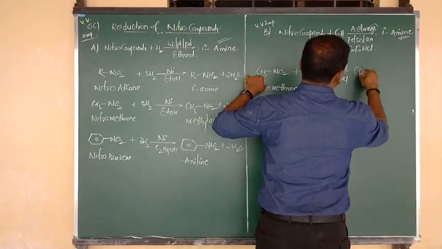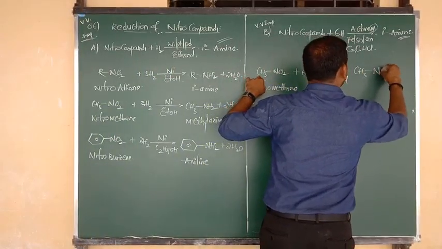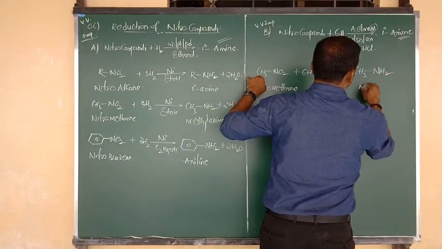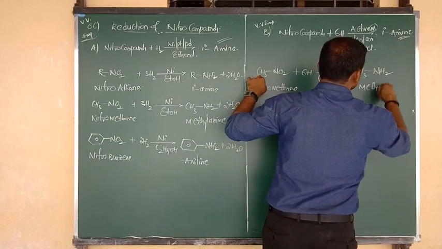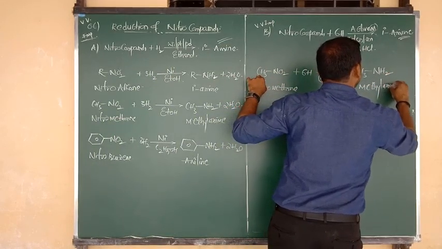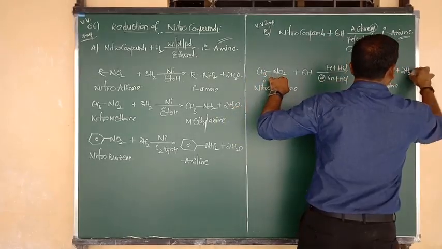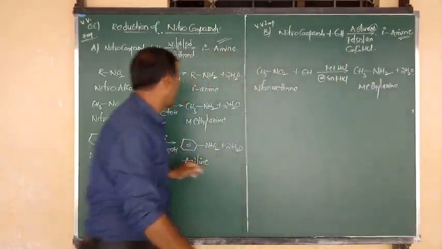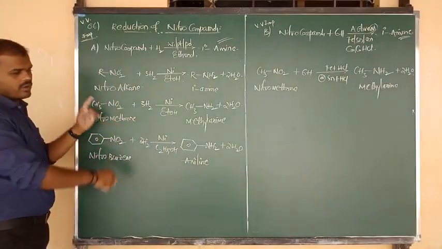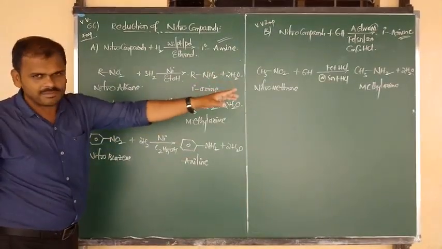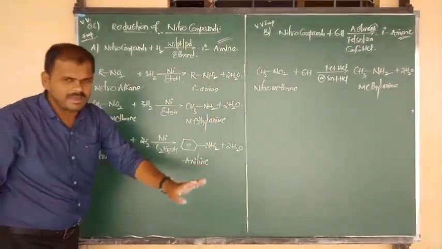So same thing, CH3 bonded to NO2, NO2 changes into NH2, methylamine, or we can say methanamine. Any one name we can write. The 2 oxygens here can be removed in the form of 2 moles of water molecule. Same thing, CH3NO2, nitromethane, changes into methylamine. 2 moles of water molecule is a byproduct.